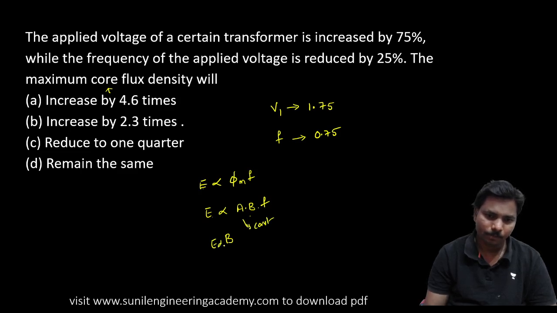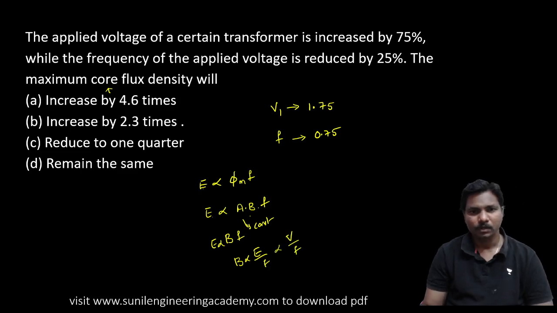Then EMF is proportional to BF. That means B is proportional to E by F, that means V by F. So flux density will always depend upon V by F. Whenever the V by F ratio is constant, flux density is also constant.